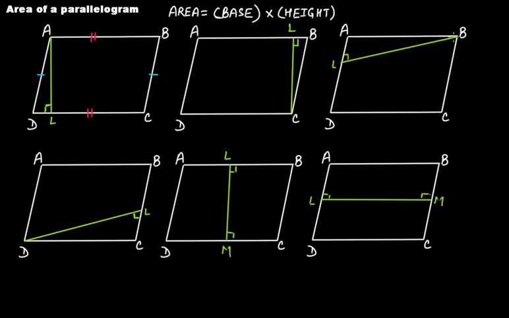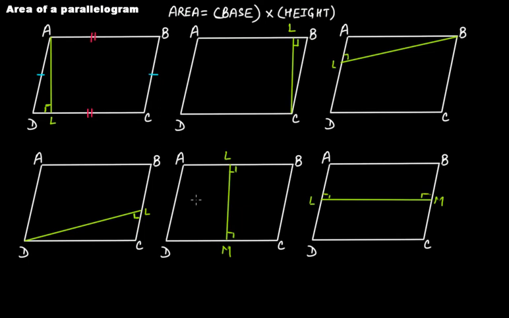Similarly, in this case, we have drawn from this vertex B the perpendicular on this line AD. Okay, so AD becomes the base and this BL is the altitude or the height. So in this case, area becomes AD times BL. Similarly here, we have drawn a perpendicular from vertex D to the side CB. Therefore, if you know the size of CB and the measurement of DL, then area becomes base, that is BC, times height, that is DL.